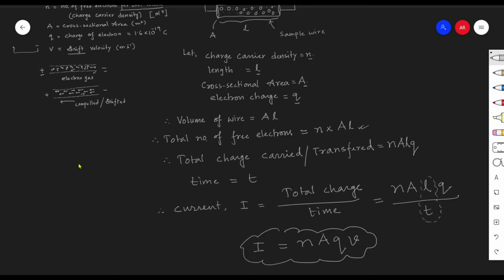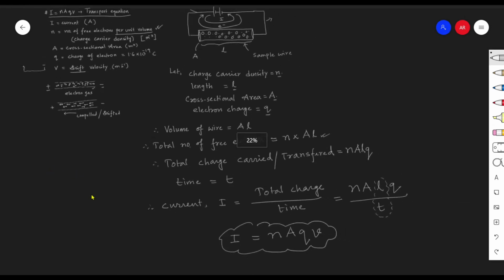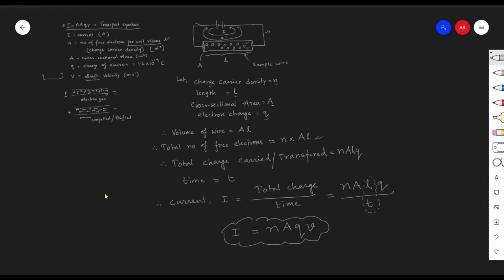Ultimately, the transport equation. So v is the drift velocity or drift speed, whatever you say. You understand that most of the electrons move from the negative terminal to the positive terminal. But before the PD is applied, all the electrons had random motion. They were free to move in any particular direction. Now they are compelled to move in a particular direction, the majority of them. So this is how the equation I equals nAQv is derived.